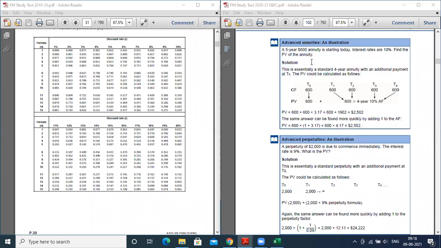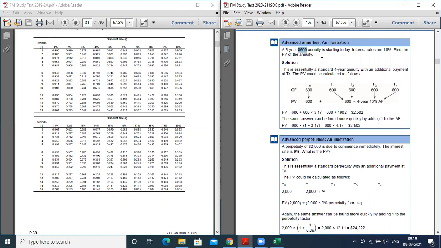the first point. A 5-year 600 annuity started today. Annual means that we are receiving a cash flow of 600 every year, and the first cash flow started immediately. The discount rate is 10%. Because the first cash flow is starting immediately, you need not convert it into present value. So the first 600 should not be converted into present value. That is step number one.